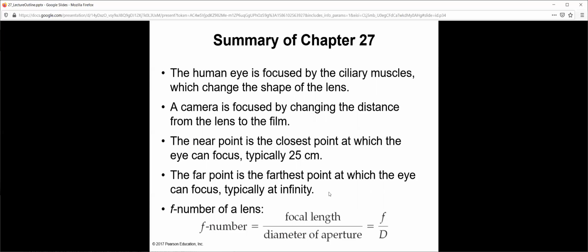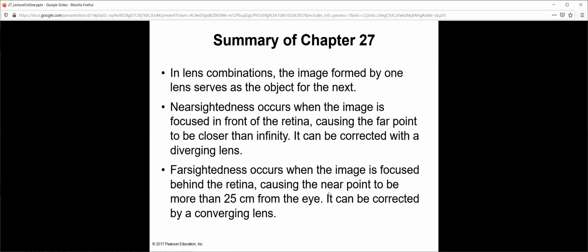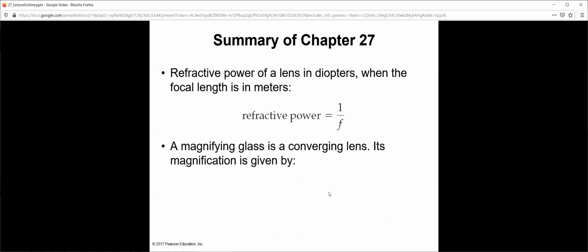Diameters and focal lengths come into play at this point. Nearsightedness and farsightedness are fixed by glasses. If that's new to you, I'm very shocked you've never heard that before.